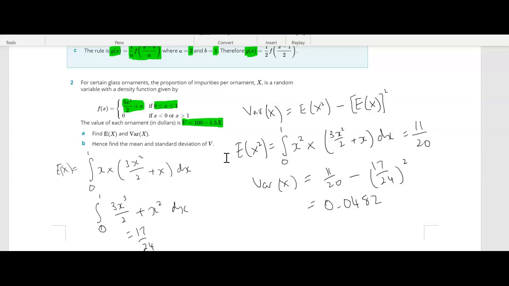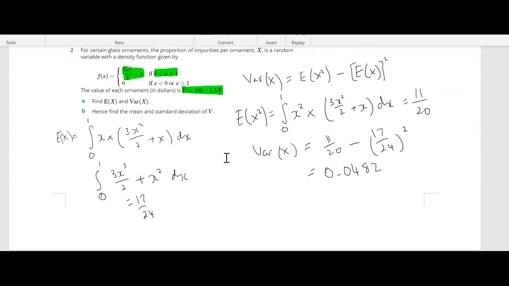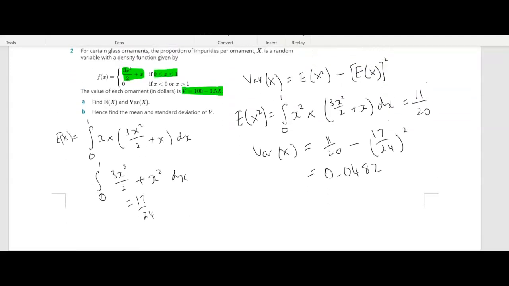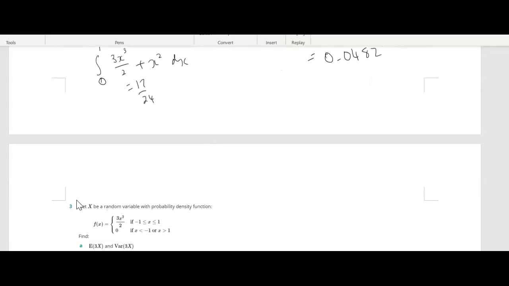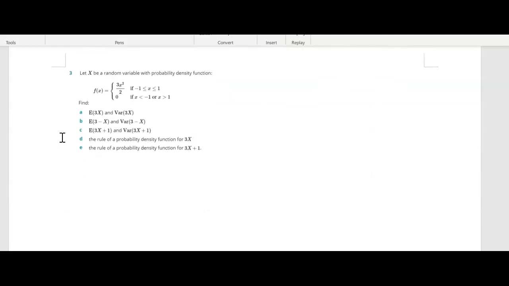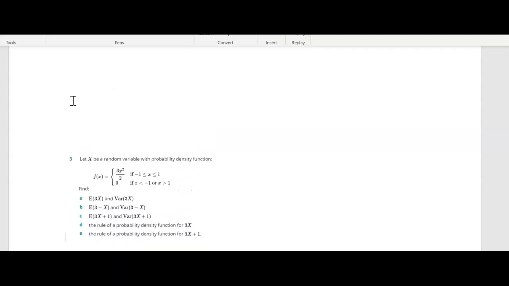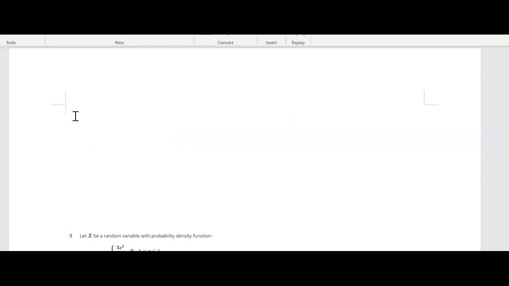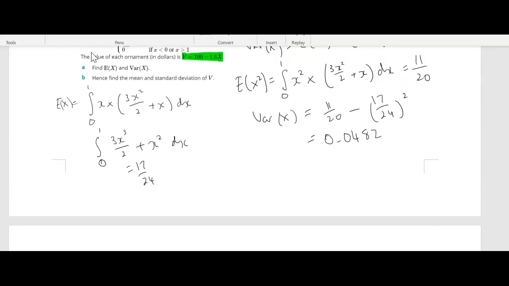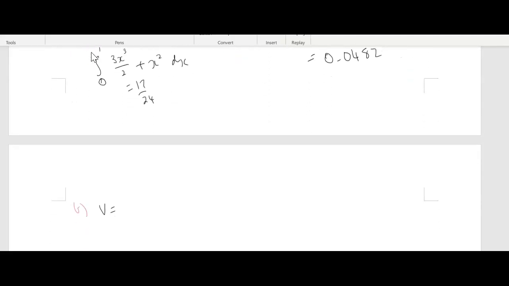All right, so part B, hence find the mean and standard deviation of V. So V is the value of the ornament, not V for variance, and we might need a little bit more space. So let's just go on to the following page. All right, so for part B, let me just write B here. Okay, so your function is linear, so 100 minus 1.5x.